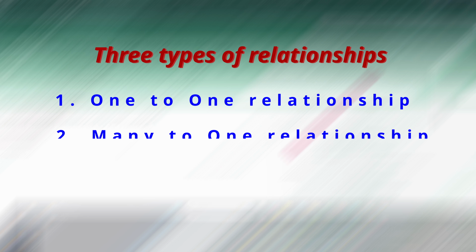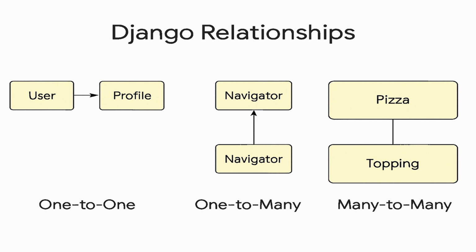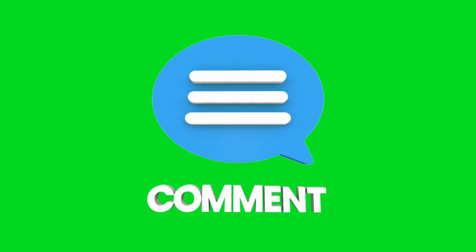Django Model relationships are classified into 3 types: one-to-one relationship, many-to-one relationship, and many-to-many relationship. We'll look at an overview of these relationships. We can post practical demonstrations in future videos if you mention it in the comments.